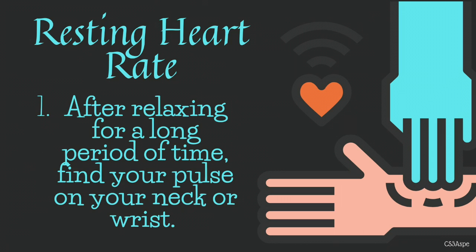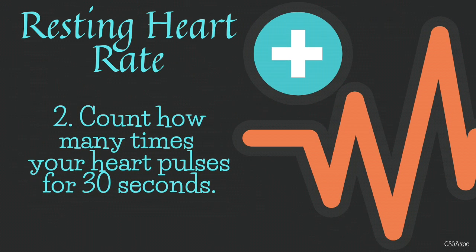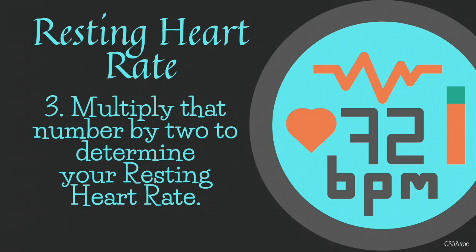How to measure resting heart rate? Resting heart rate is how many times your heart beats in a minute while you are resting. To get your resting heart rate, number 1, after relaxing for a long period of time, find your pulse on your neck or your wrist. Number 2, count how many times your heart pulses for 30 seconds. Number 3, multiply that number by 2 to determine your resting heart rate.